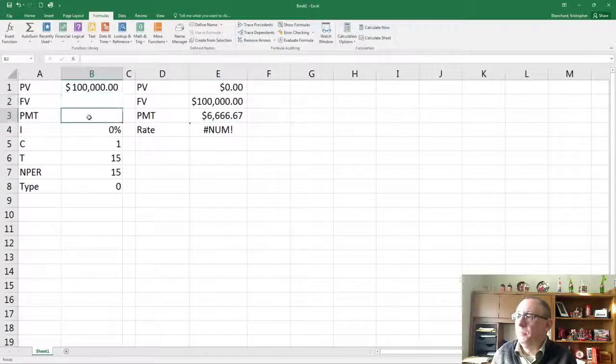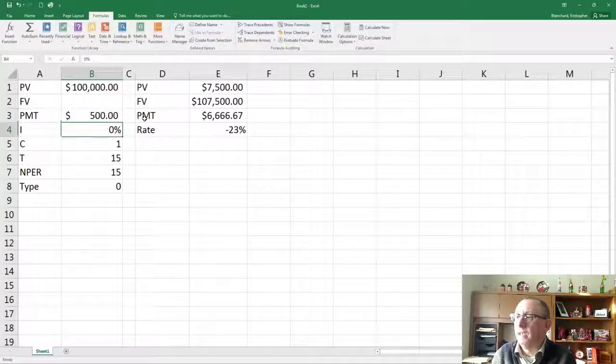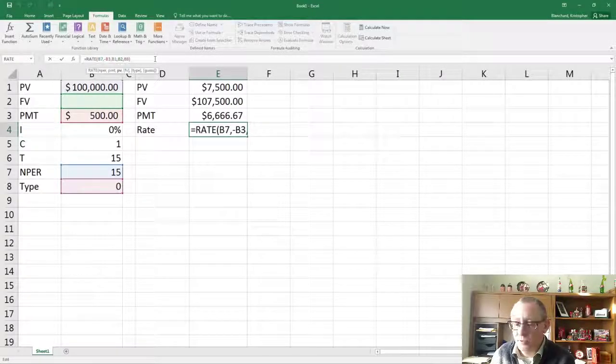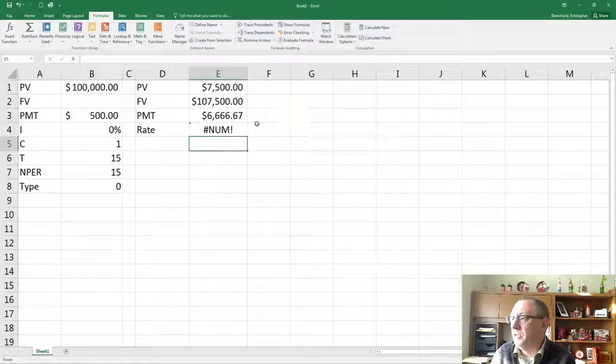Oh, we do need a payment here, so 500. That's why, because you need to be looking at it going, why is that working? Because with this one, you need to know either the future value or a payment in order for it to calculate. And so I do need to go back in and put that negative sign, nope, not there.